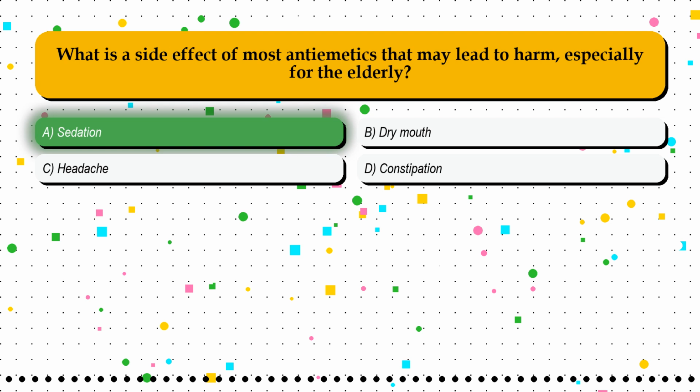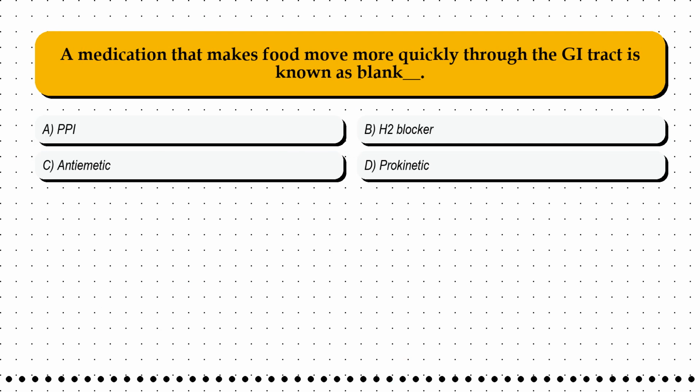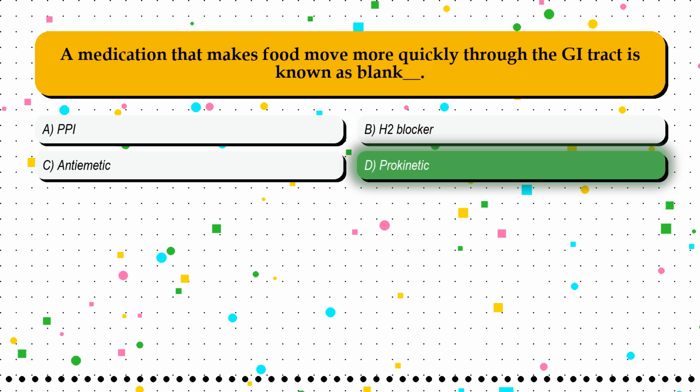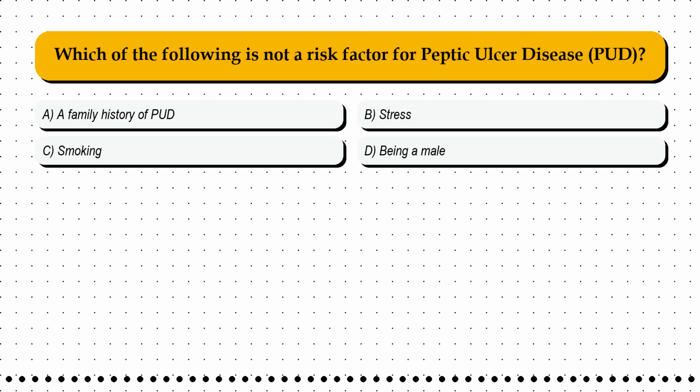Sedation. Question 122. A medication that makes food move more quickly through the GI tract is known as blank. Option A, PPI. Option B, H2 blocker. Option C, Antiemetic. Option D, Prokinetic. The correct answer is option D, Prokinetic.